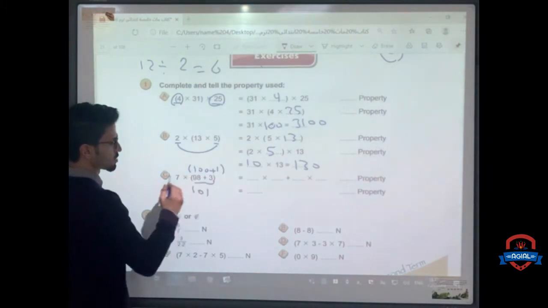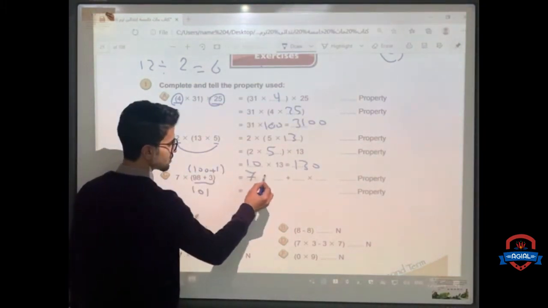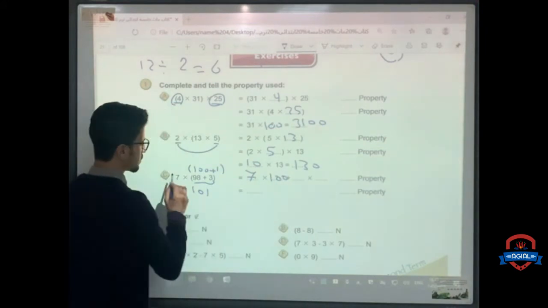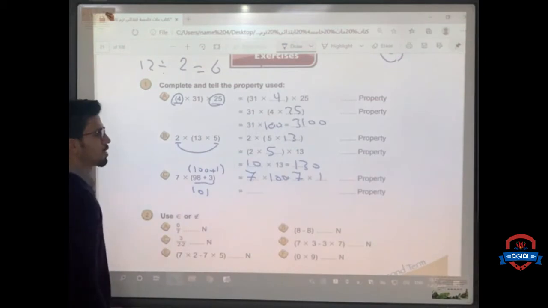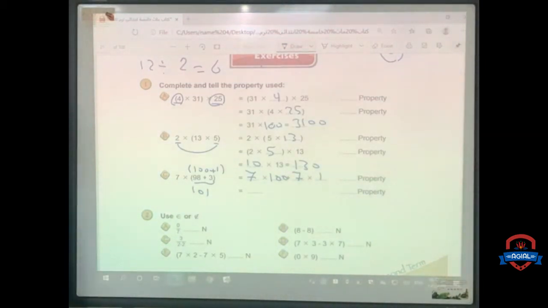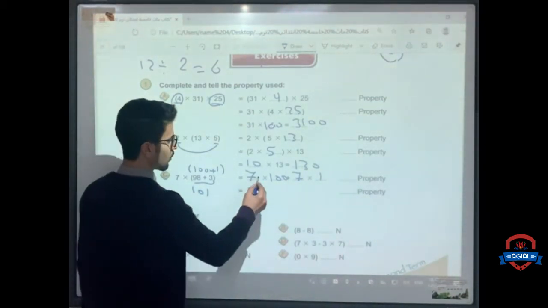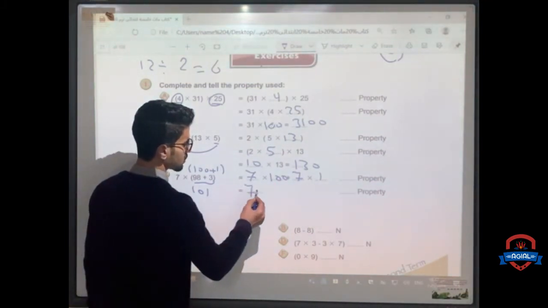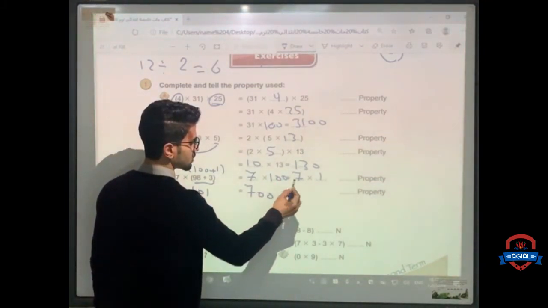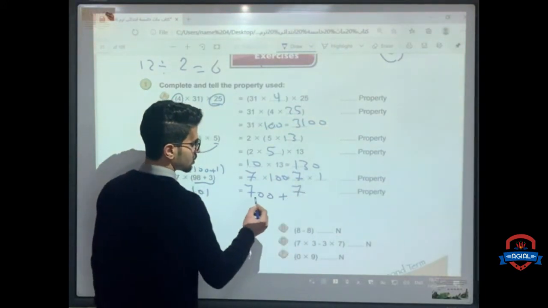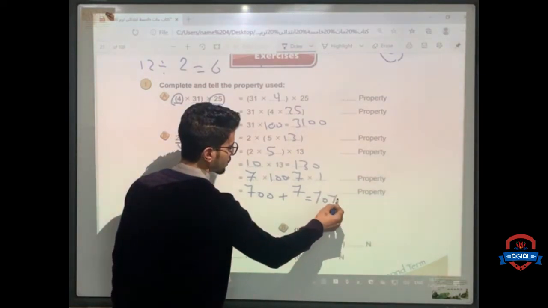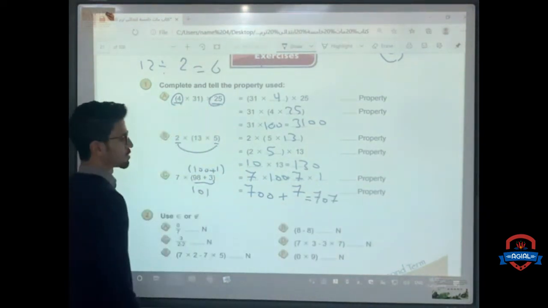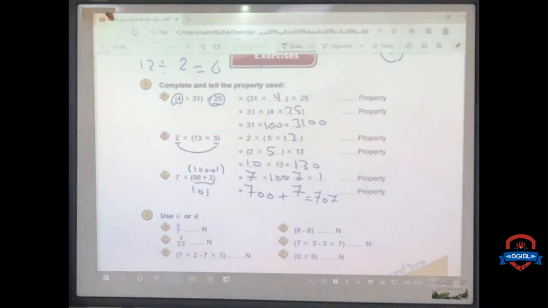So we have 7 times 100 plus 7 times 1, and this is called the distributive property. Using the distributive property, we have 7 times 100 equals 700 plus 7 times 1 equals 1, so 700 plus 7 equals 707, and we can say this is the closure property of multiplying in the set of natural numbers.